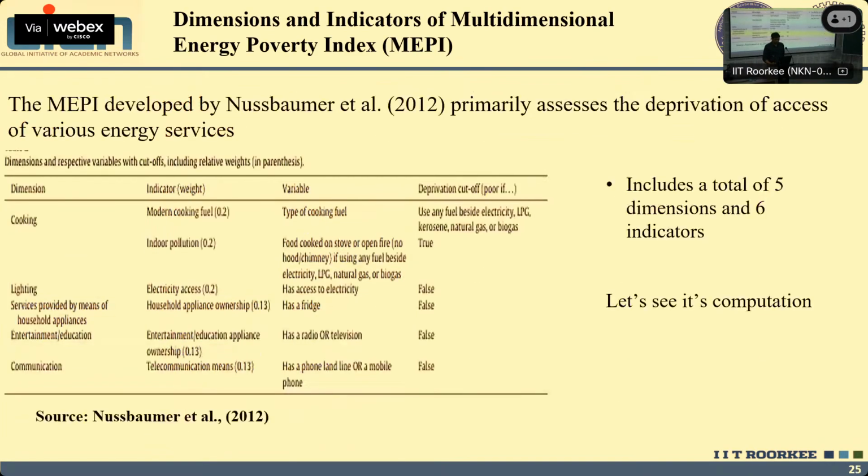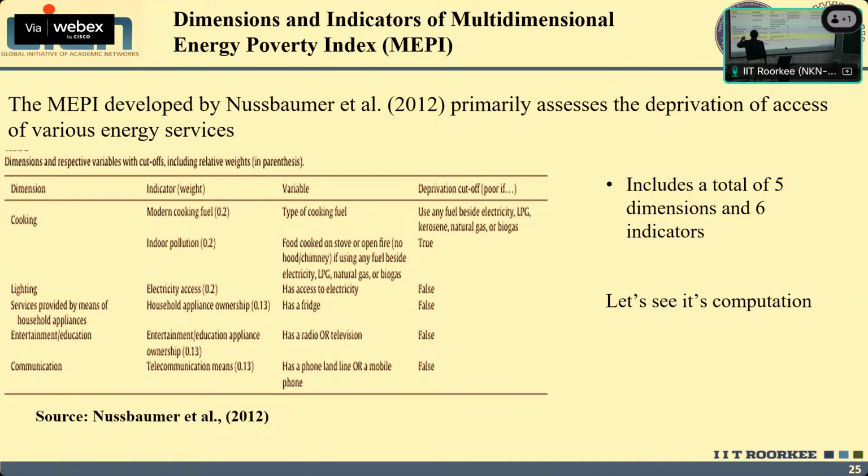Okay, so let's proceed. The MEPI developed by Nussbaumer et al. in 2012 primarily assesses the deprivation of access to various energy services. We have just directly mentioned which are the dimensions and, by their dimensions, which are the indicators, and this includes a total of 5 dimensions and 6 indicators. We are also going to check these indicators in our own paper. We have given the citation of our paper, and you can also try to replicate it, which will be helpful for us.